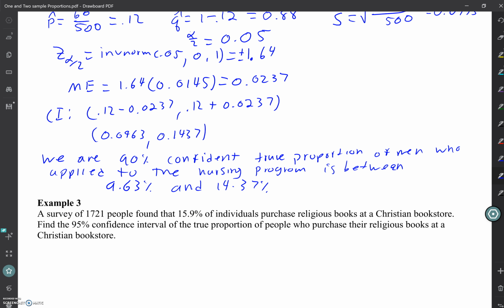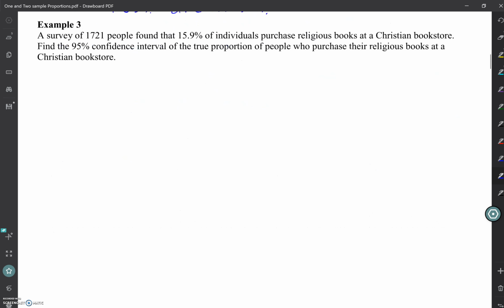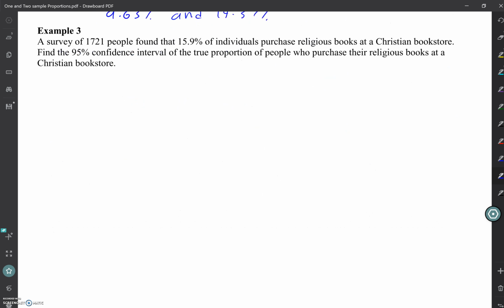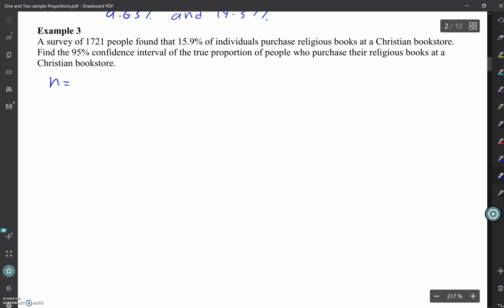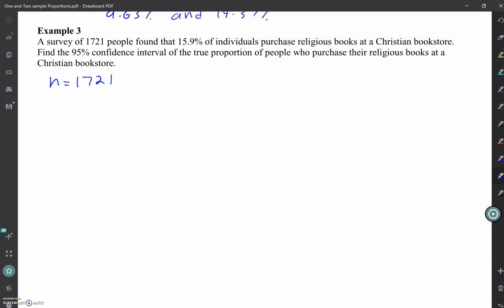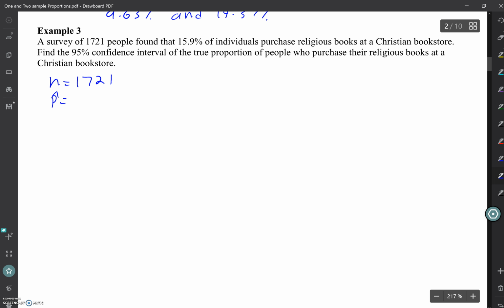There are 1,721 people, and they found that 15.9% of the individuals purchased religious books at a Christian bookstore. Find the 95% confidence interval for the true proportion of people who purchased their religious books at a Christian bookstore. All right, what can I identify in there? N, 1,721. What else can I identify? P hat. Good. They gave you a percent, so they already gave you P hat. I'm going to turn it to a decimal, so 0.159. What else do I have? Confidence level of 0.95.